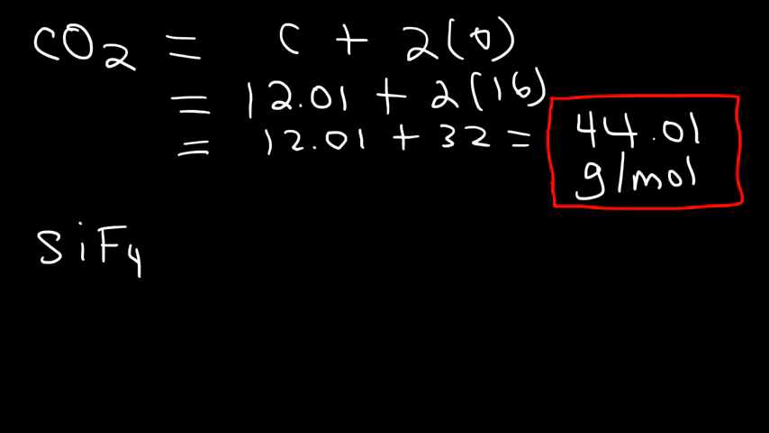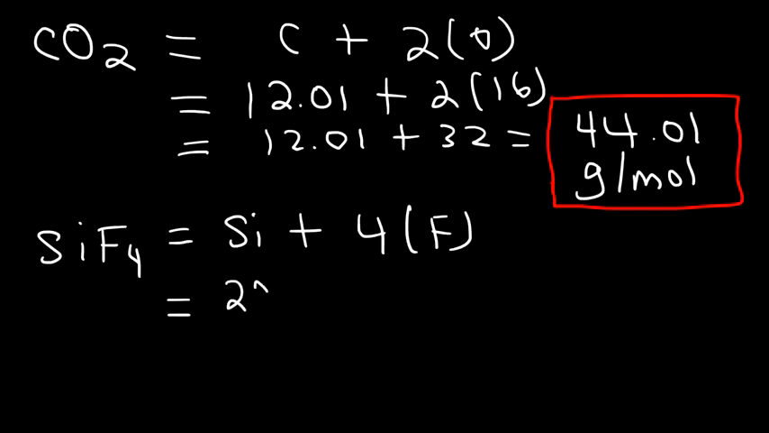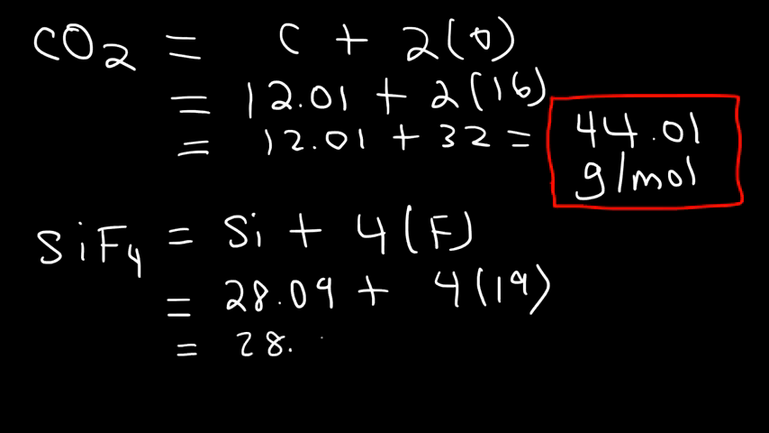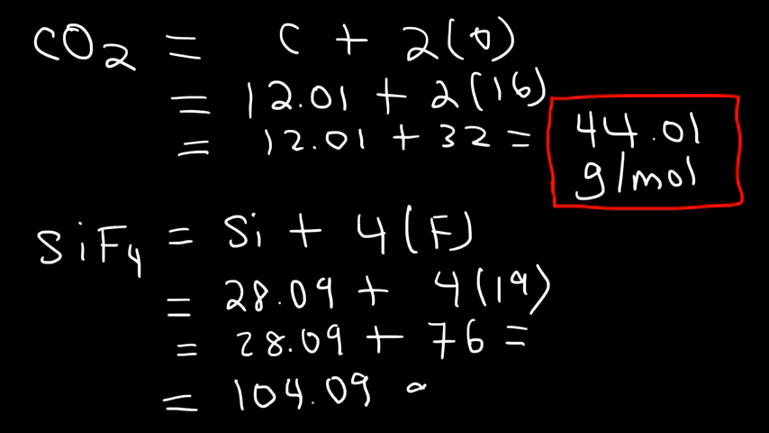Now let's do the same thing for silicon tetrafluoride. We have a single silicon atom and 4 fluorine atoms. The atomic mass of silicon is 28.09. The average atomic mass of fluorine is 19. 19 times 4 is 76. Now let's add that to 28.09. So therefore, the molar mass of silicon tetrafluoride is 104.09 grams per mole. So this is the answer.